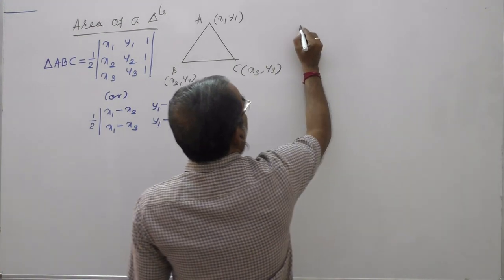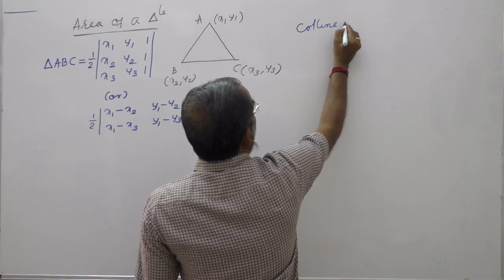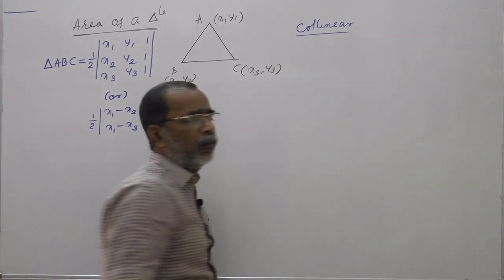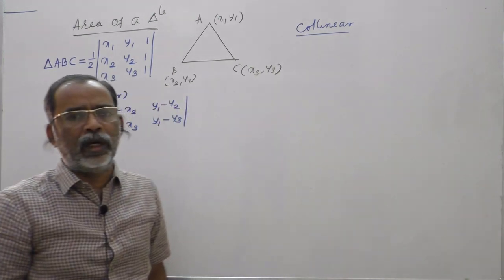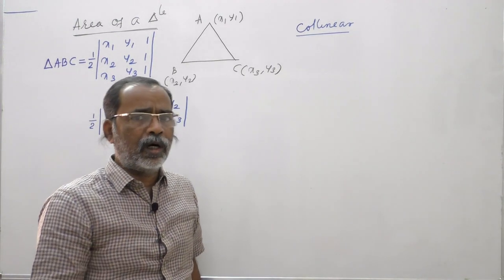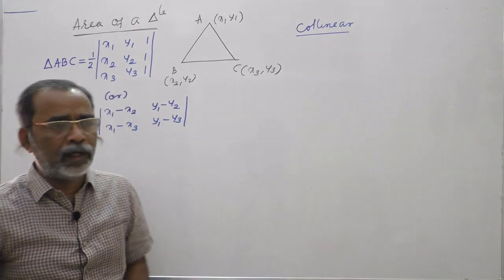Next we have a word, collinear. What are collinear points? Three or more points. Whenever you talk about collinear, you should take a minimum of 3 points. Collinearity arises when the points are 3 or more. For 2 points, collinearity doesn't have any meaning.